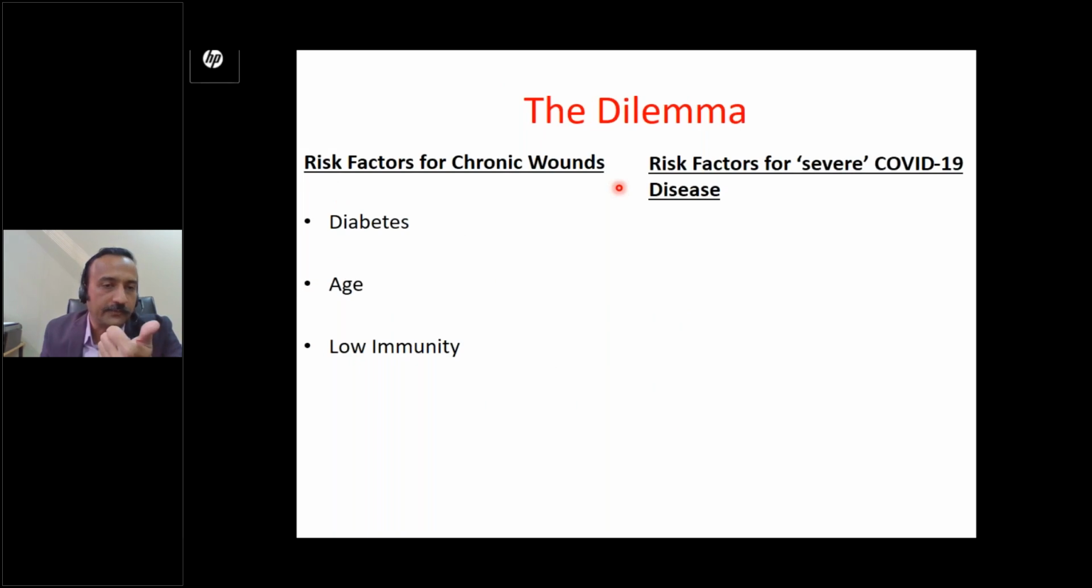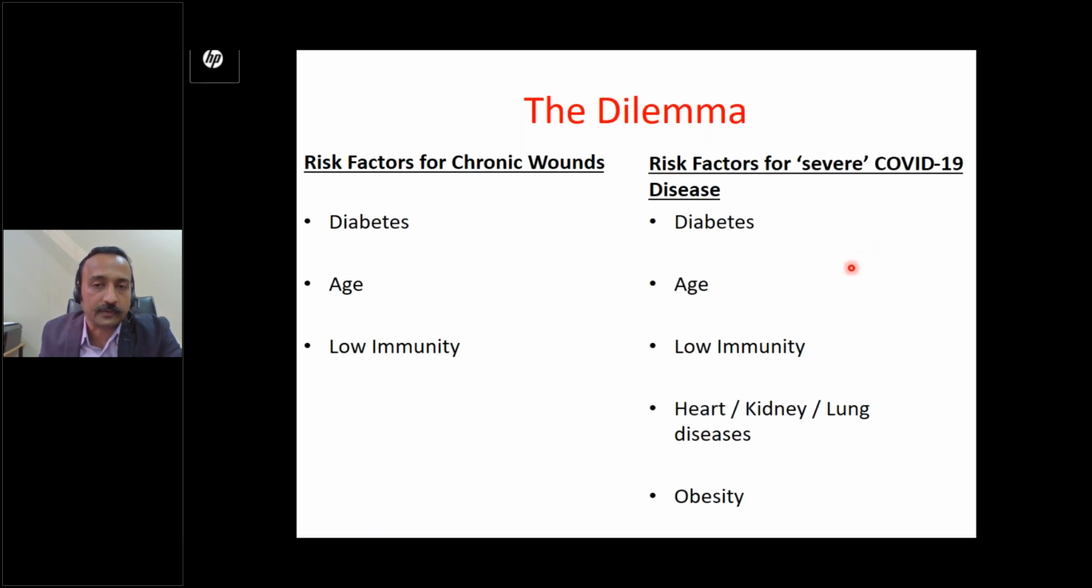Risk factors for chronic wounds. These are established risk factors: diabetes, old age, and low immunity because of any reason. And risk factors for a severe COVID-19 disease. This is there on the WHO website also. You see, it's the same.